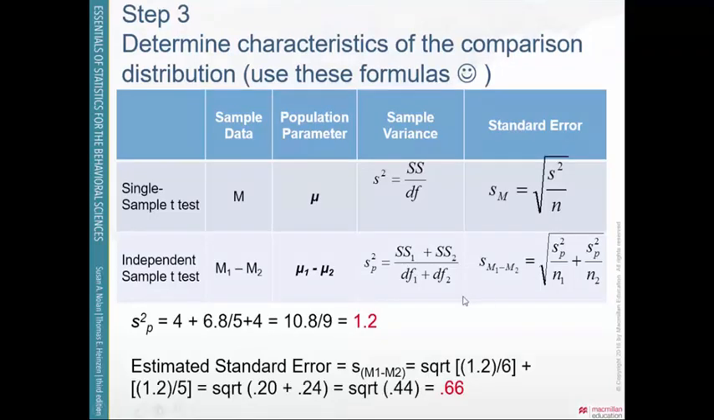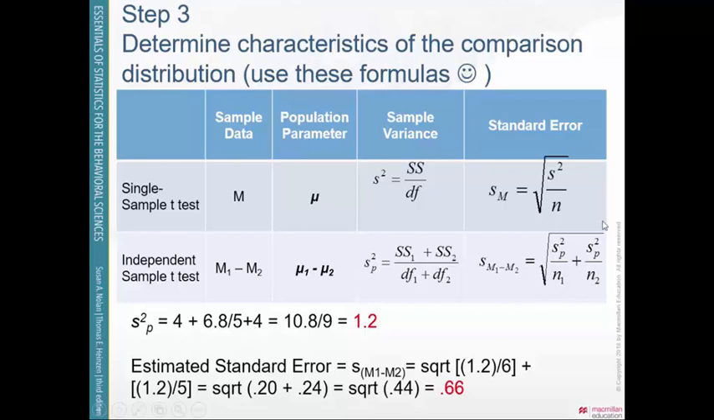And hopefully you're getting 4, in this case sums of squares for group 1 was 4, plus sums of squares for group 2 was 6.8, over degrees of freedom for group 1 is 5, plus degrees of freedom for group 2 is 4, which gives you 10.8 over 9, or 1.2. Once you have that, we take our 1.2 and we plug it in to this equation. So we have 1.2 over 6 plus 1.2 over 5.